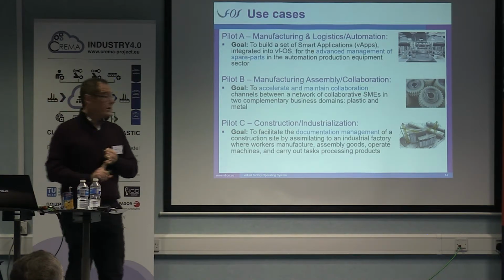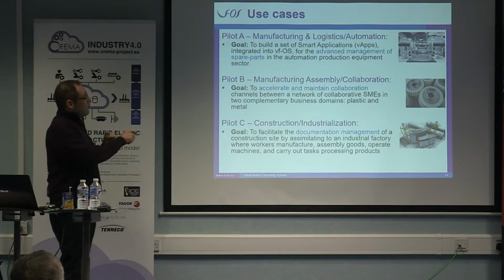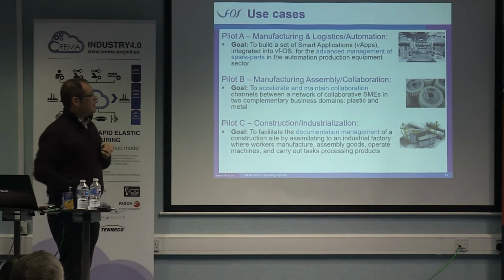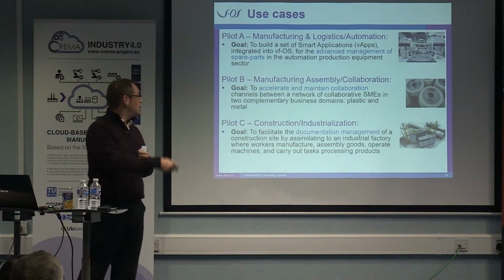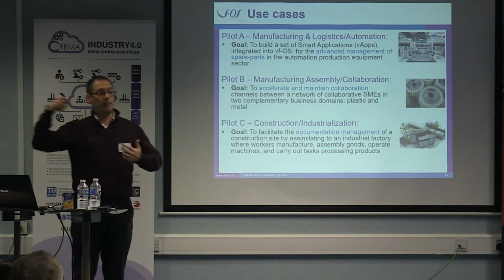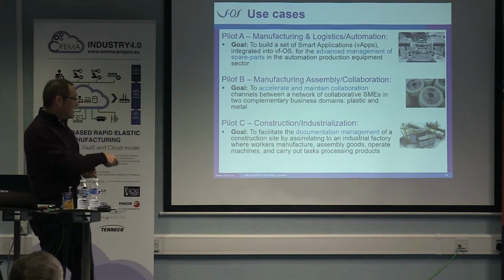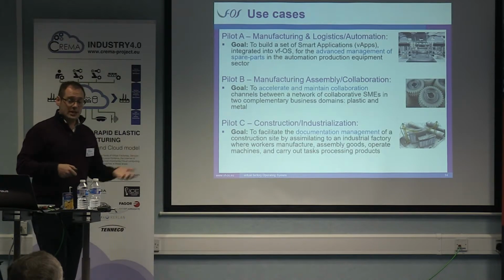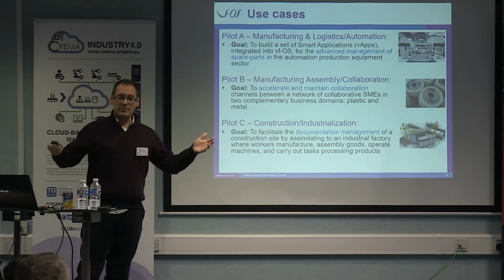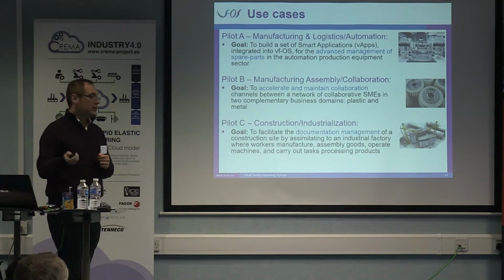The first one is manufacturing and logistics automation, in which we aim to integrate into BFOS the advanced management of spare parts in automated production environments. The second one is manufacturing assembly and collaboration, in which a metal producer and a plastic producer are collaborating to build more complex products. And the final one is the construction and industrialization scenario, which is simply a kind of documentation management and role assignment to see the different documentation.